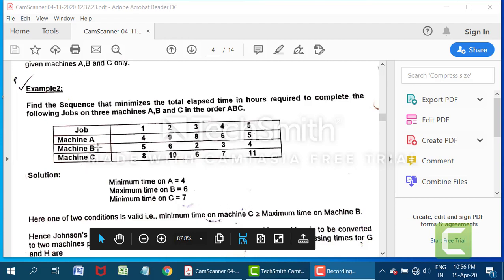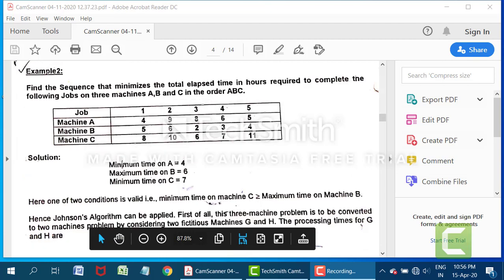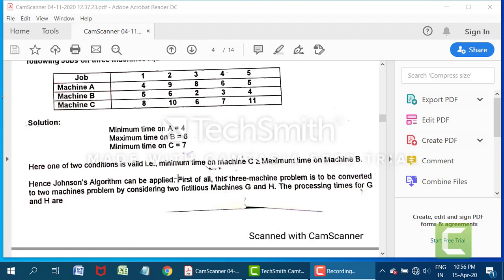So go for the second condition. If the first condition fails, go for the second condition. What is the second condition? The minimum processing time on the last machine is 6. The maximum processing time on machine B is 6. So the minimum processing time on machine C must be greater than or equal to the maximum processing time on machine B. So 6 is greater than or equal to 6. That is satisfied. The first condition failed, the second condition is satisfied. Hence you can go for Johnson's algorithm. You can apply Johnson's algorithm.